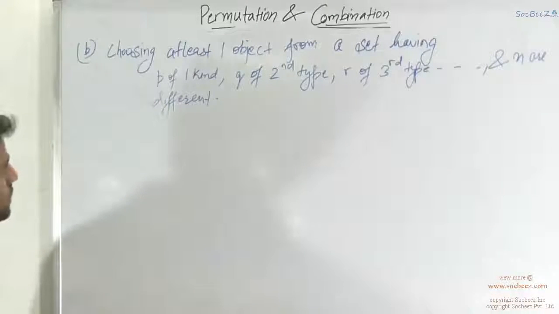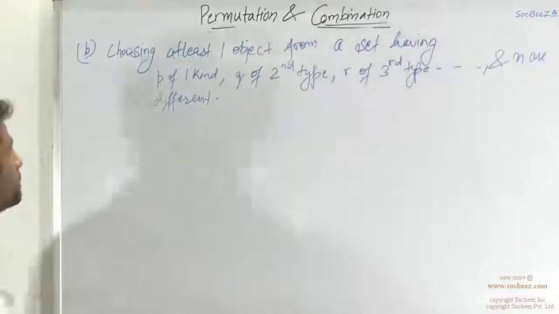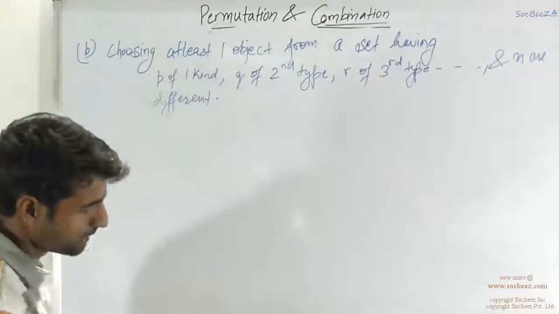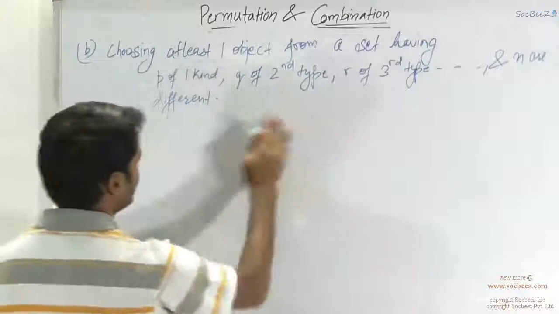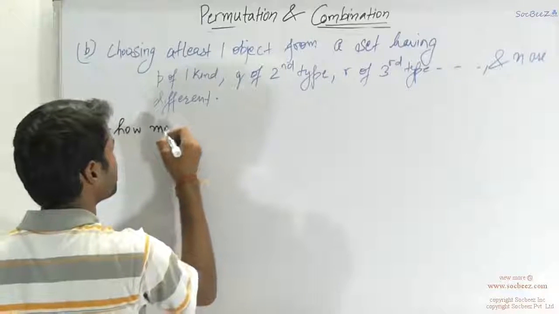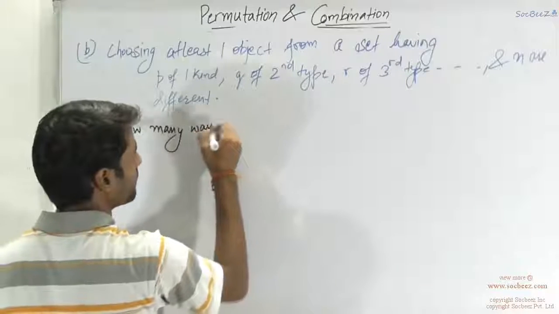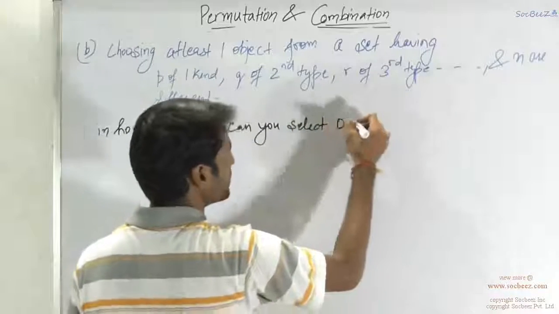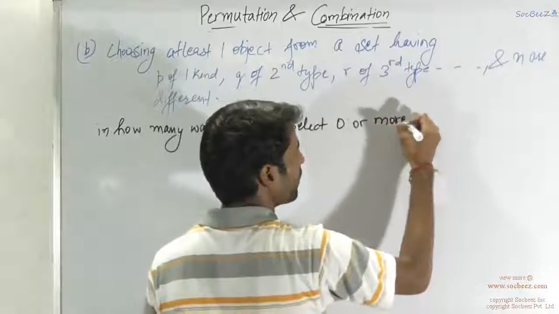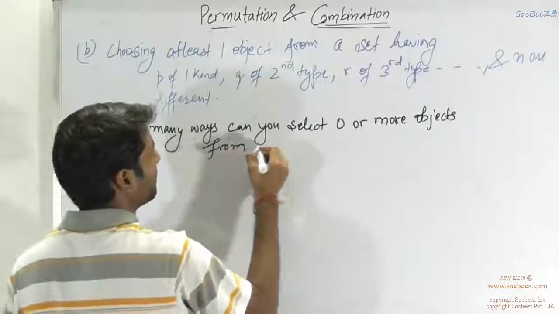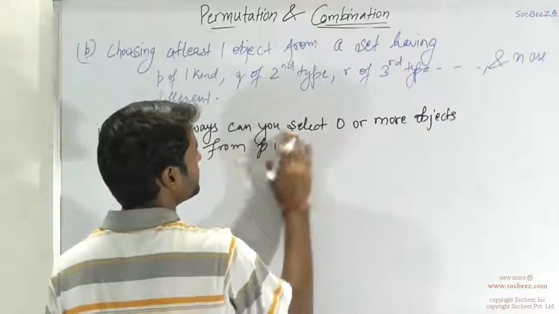So let us suppose you chose to select the objects from the first part. Okay, let us form the cases. So if I ask you in how many ways can you select 0 or more objects from P objects, P similar objects.